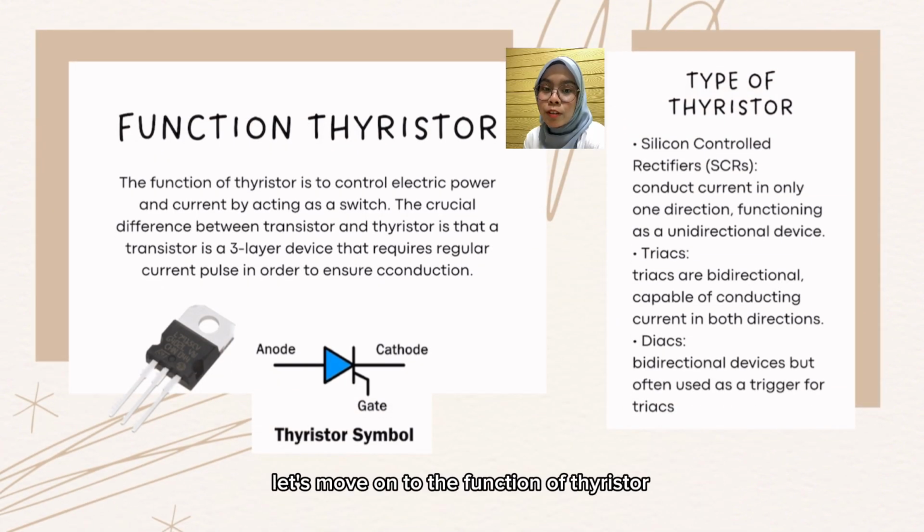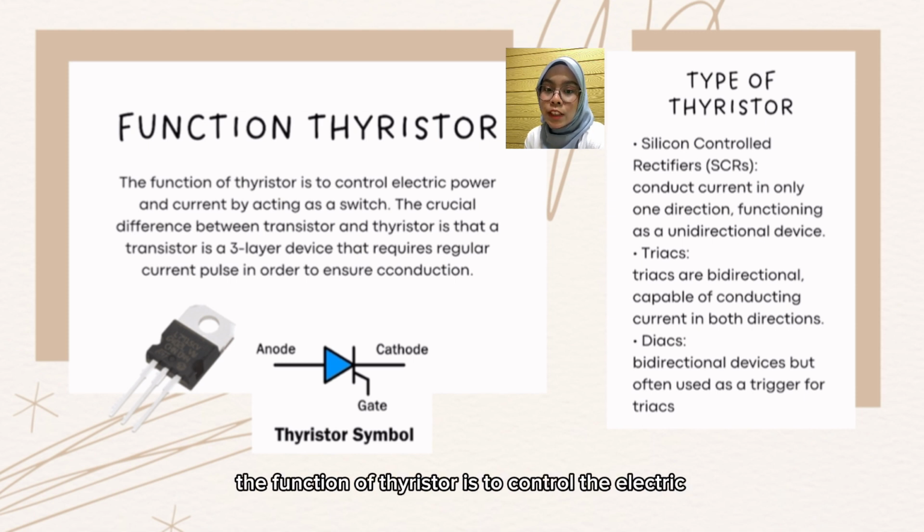Let's move on to the function of thyristor. The function of thyristor is to control the electric power and current by acting as a switch. The crucial difference between transistor and thyristor is that a transistor is a 3-layer device that requires a regular current pulse in order to ensure conduction.